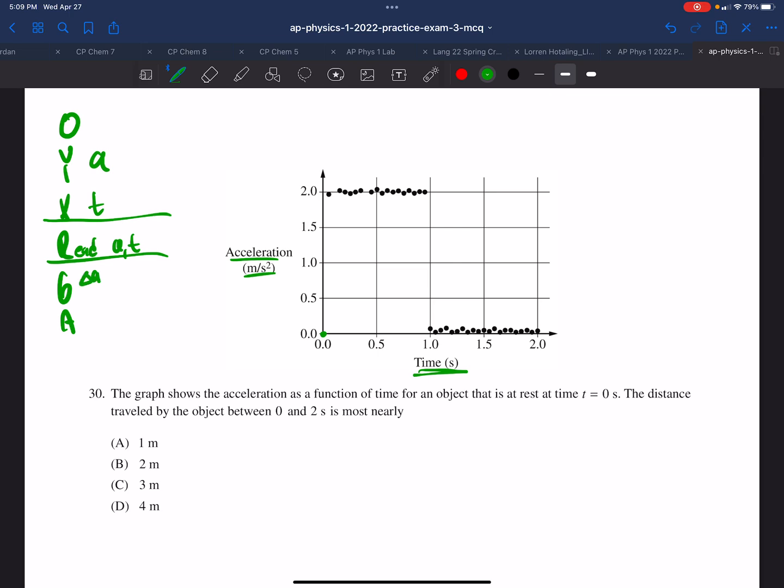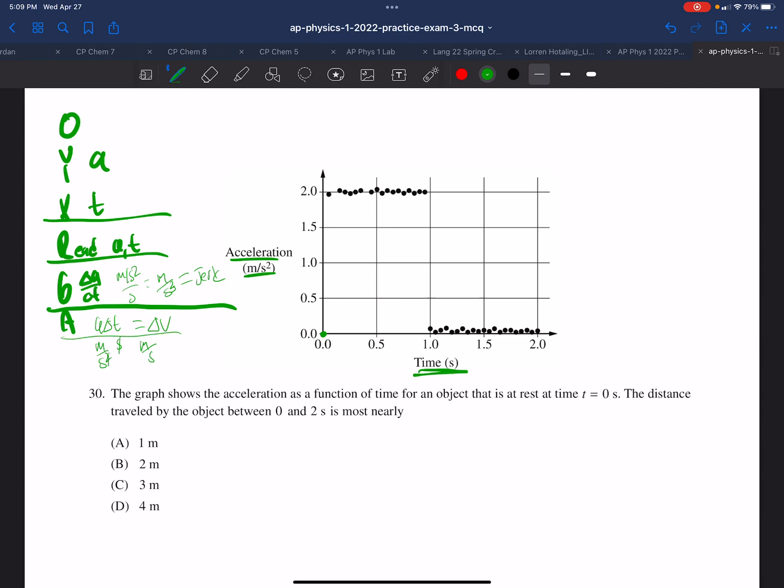The gradient is delta A over delta T, which has units of meters per second squared per second, which is meters per second cubed, and that is the jerk. And the area, A, is A delta T, which is units of meters per second squared times seconds, which gives us units of meters per second, which is delta V, the change in velocity.